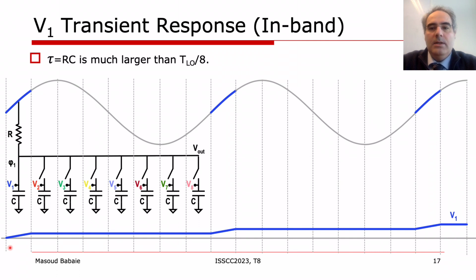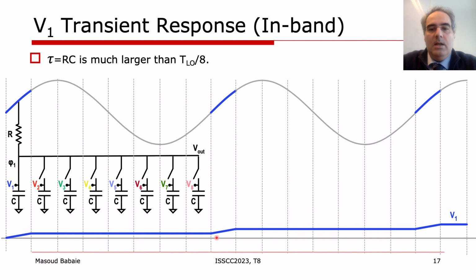Now let's focus on the transient response of the first capacitor voltage V1. First, there is no charge in the capacitor and V1 is 0. Then the first switch is on and the blue part of the sine wave starts charging the capacitor. Since the time constant of the resistor and capacitor RC is much larger than the clock pulse width TLO over 8, the capacitor is charged a bit and its voltage goes up slightly. Then the switch becomes open and the charge stays in the capacitor and the voltage stays the same.